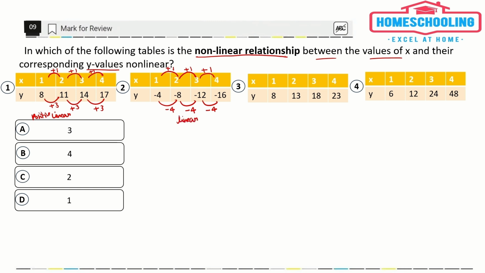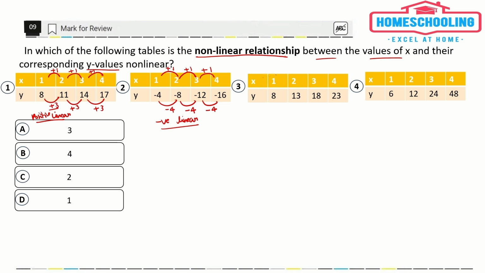this is also a linear function, because the interval between the values of x and y is the same. But the only difference here is when x was increasing by 1, the y value was also increasing, so it was a positive linear. But here, when x value is increasing by 1 unit, y value is decreasing by 4 units. So this is a negative linear relationship.